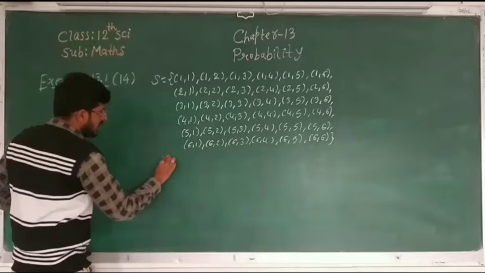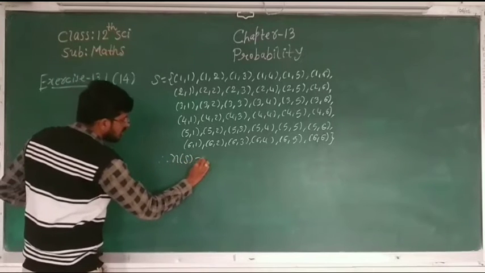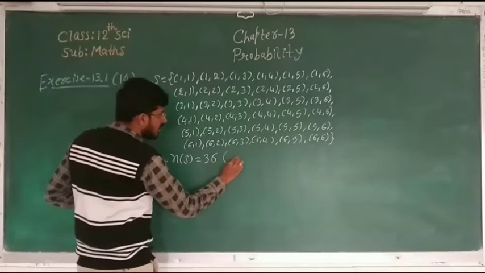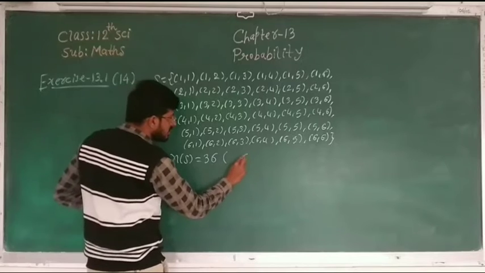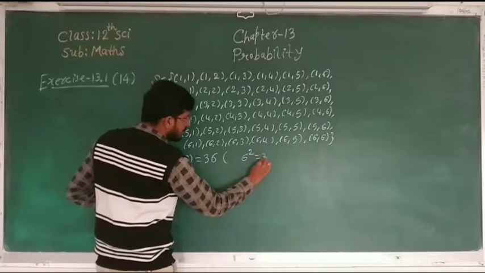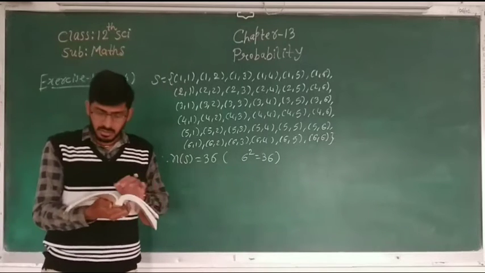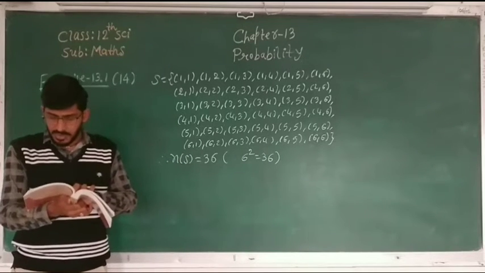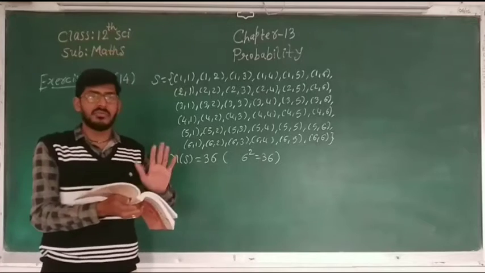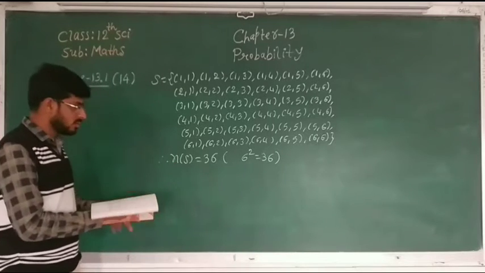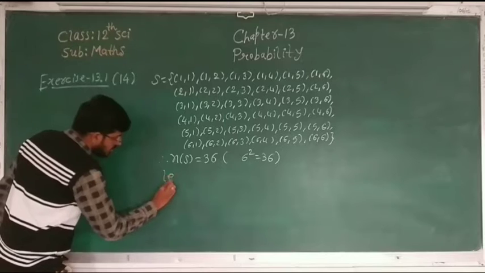So therefore the number of S is equal to 36. Also we can find it with the formula n squared, which means 6 squared is equal to 36. Now see what the question is. Given that two numbers appearing on throwing two dice are different. Suppose it is called event A.